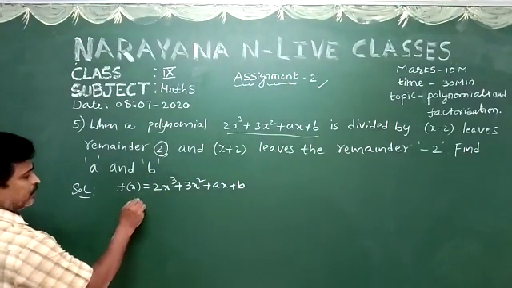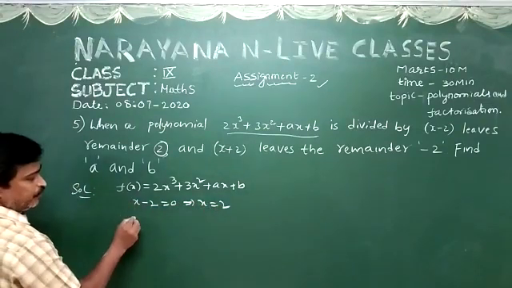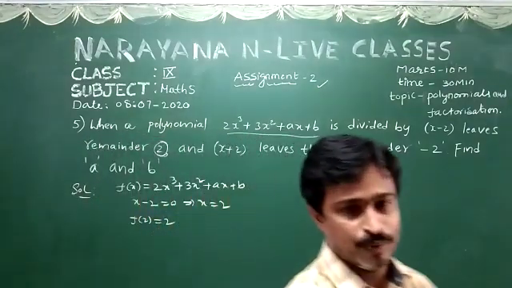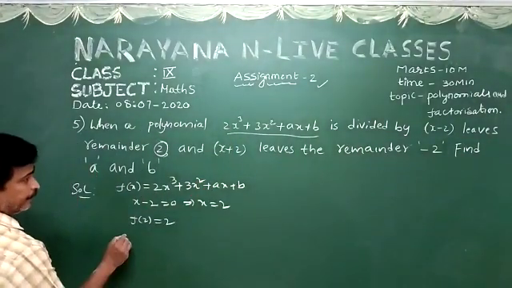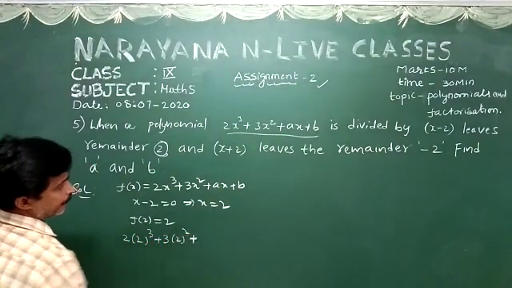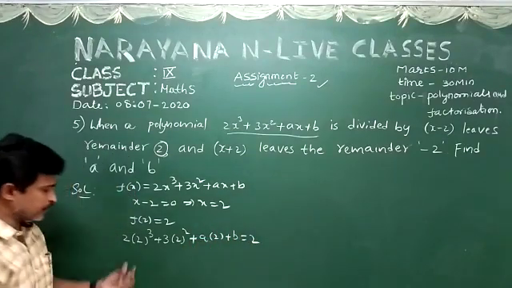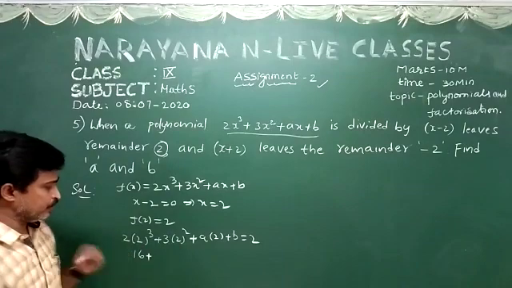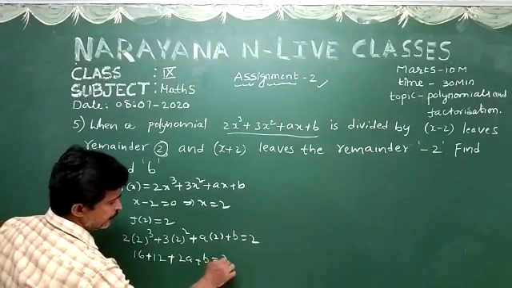Means x minus 2 is equal to 0 implies x is equal to 2. So f of 2 is equal to 2. f of 2 means replace x is equal to 2 in the given polynomial f of x. So f of 2 is equal to 2 into 2 cube plus 3 into 2 square plus a into 2 plus b is equal to 2. Here observe 2 cube equal to 8, 8 twos are 16, plus 4 into 3 is 12, plus 2a plus b is equal to 2.